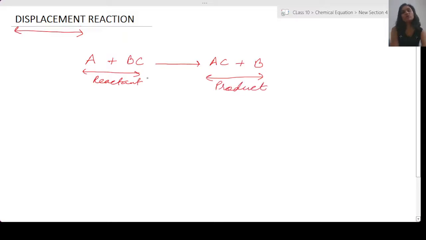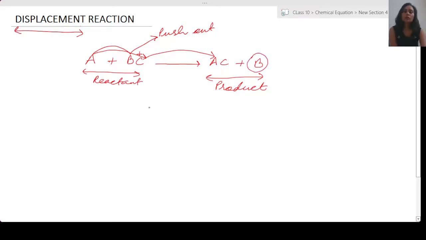Now, if you observe this reaction carefully, you can say easily that A has pushed B out from the compound BC. Right, and A has combined itself with C, and that is why it is forming compound AC, and B is left alone here in the product. So this is a very general equation for the displacement reaction here.